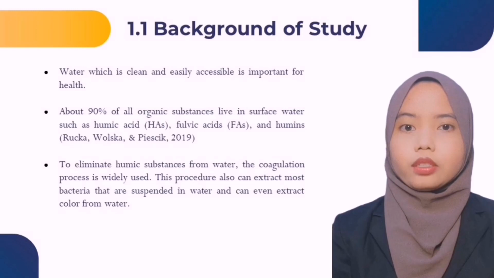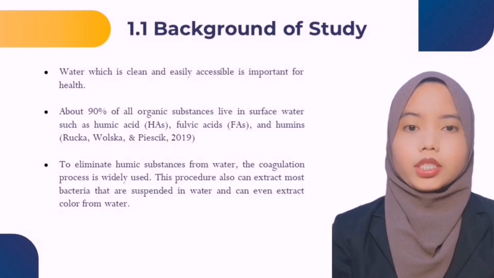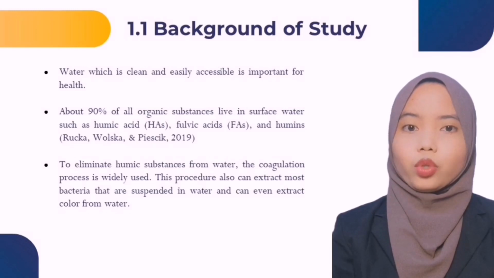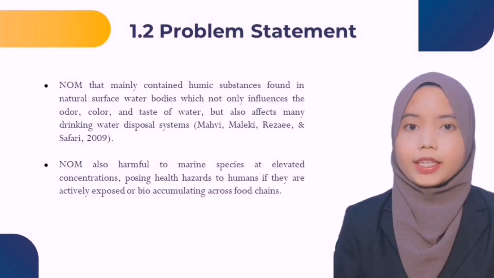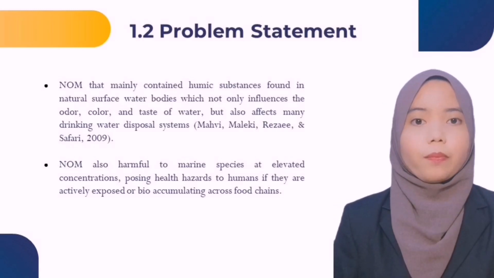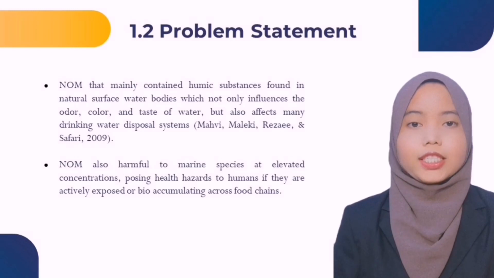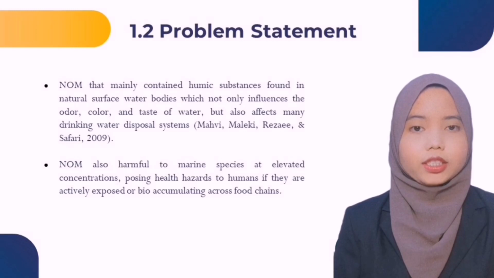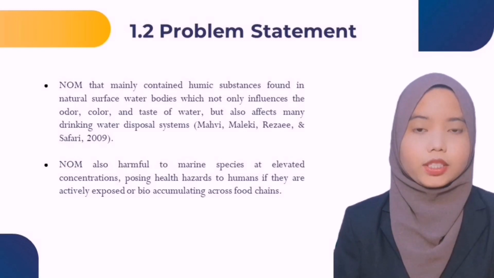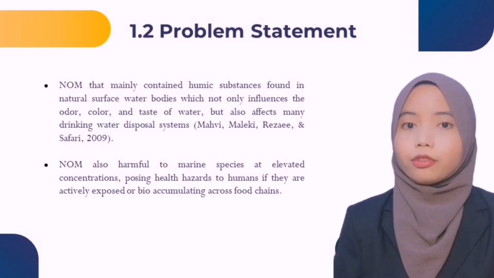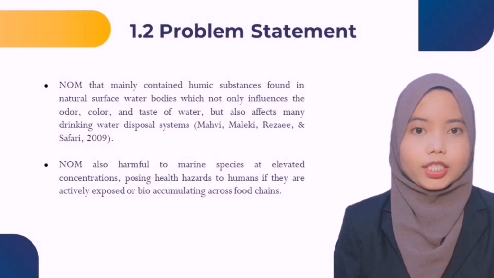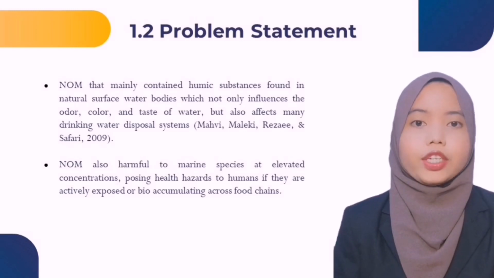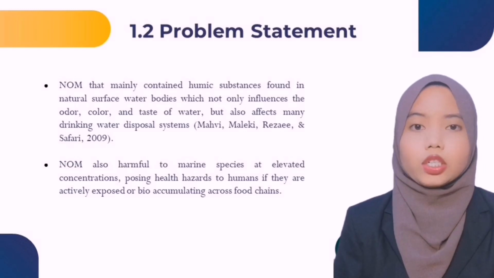To eliminate humic substances from water, the coagulation process is widely used. This procedure also can extract most bacteria that are suspended in water and can even extract color from water. According to Malvi, Maliki, Rizzi, and Safari, natural organic matter is a complex matrix of organic compounds found in natural surface water bodies. It not only influences the odor, color, and taste of water, but also affects many drinking water disposal systems. Natural organic matter may be harmful to marine species at elevated concentrations, posing a health hazard to humans if they are actively exposed or through bioaccumulation across food chains.